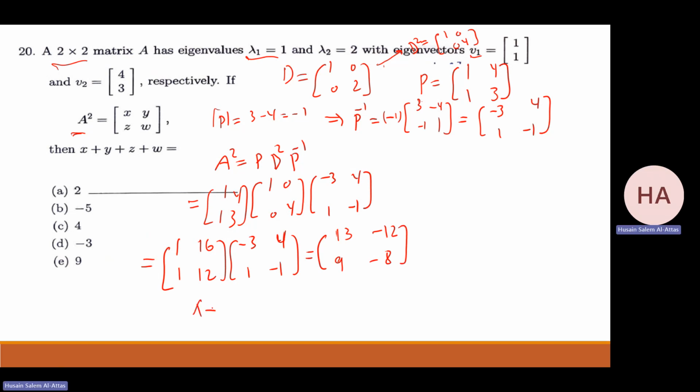So it will be x plus y plus z plus w. That will be 13 minus 12 plus 9 minus 8. This is 1, this is 1, so it's 2. So this is my answer.